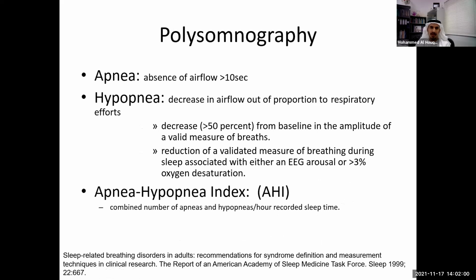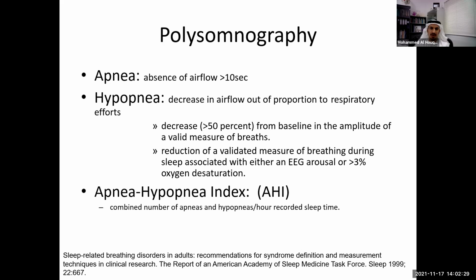So a few definitions that we should all agree about. What is apnea? It's the absence of airflow of more than 10 seconds. And hypopnea is a reduction in airflow of more than 50% associated with either arousals or oxygen desaturation of more than 3%. Then we calculate the number of apneas and hypopneas and divide it by hours of recorded sleep to come up with an index. We call it the apnea hypopnea index.